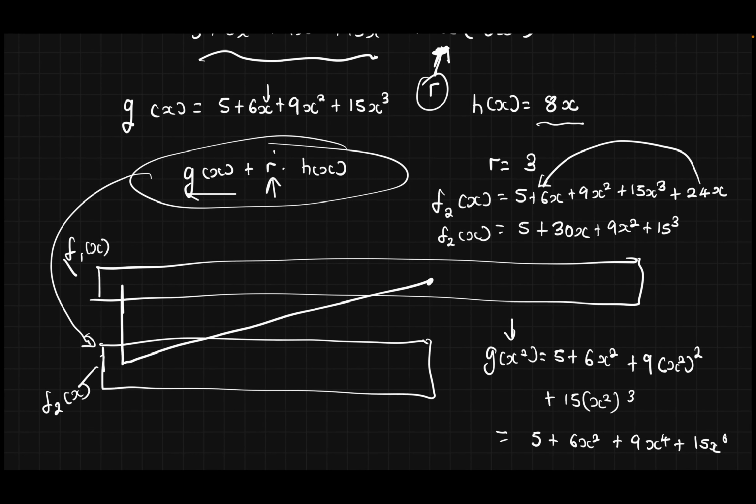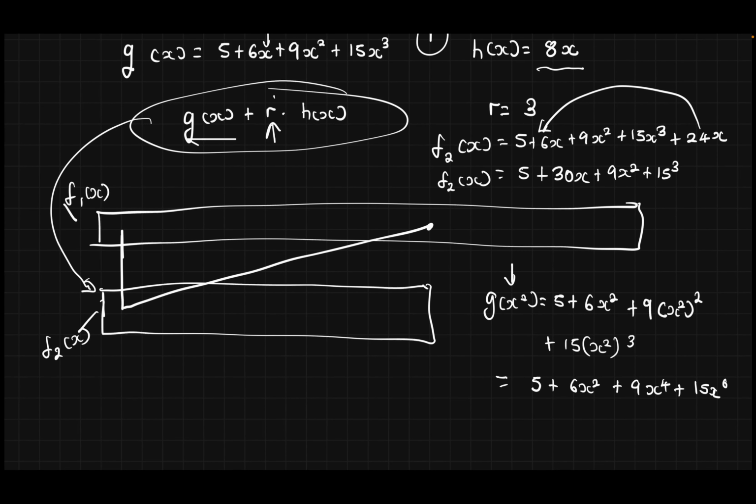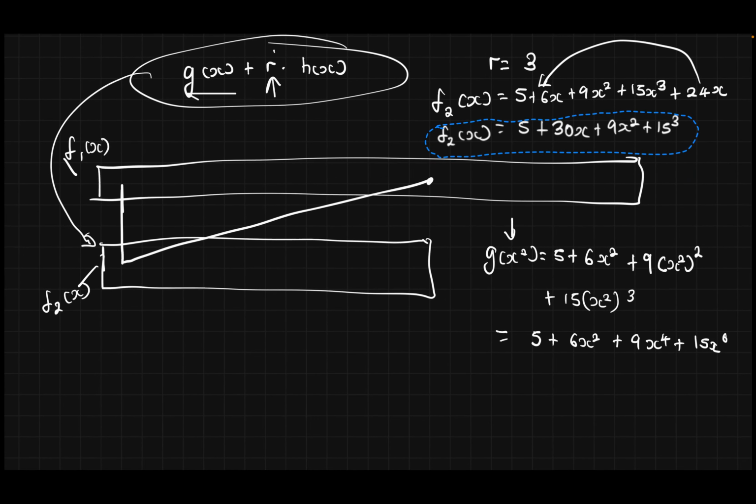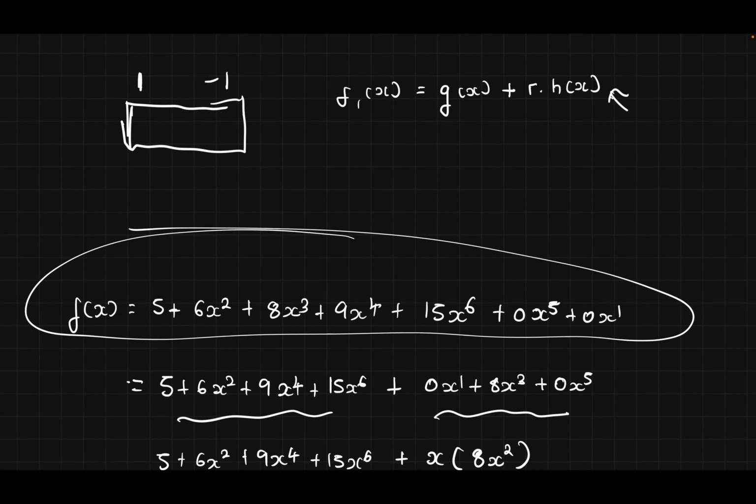Let's just get back to the original problem. I was showing how it works when you evaluate at x squared. Make sense? Now let's do further folding. So we have our F2 now. But what is the original polynomial? The original polynomial was this, the one I circled.